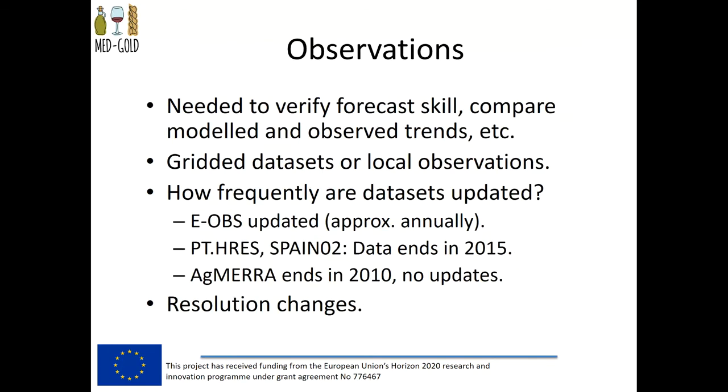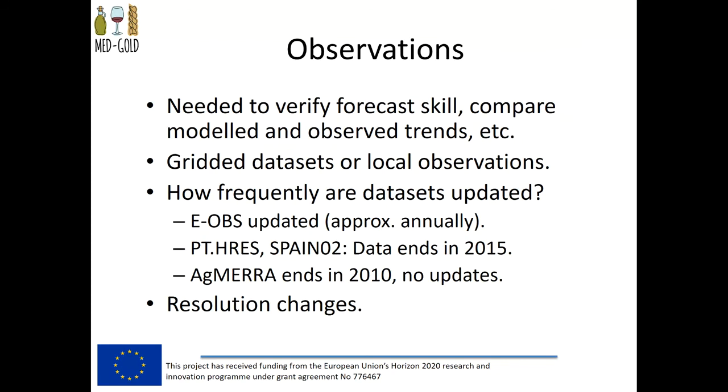And then let's also think about observations. These are needed to verify model forecasts, test the skill, compare models and observed trends, and lots of other things. Then the question is whether to use gridded data sets or local observations. Gridded data sets are derived from local observations, but one question to ask is how frequently they are updated. The E-OBS data set, which is a Europe-wide gridded data set, is updated roughly once a year.